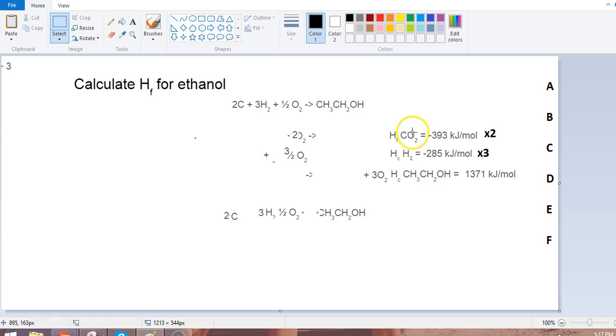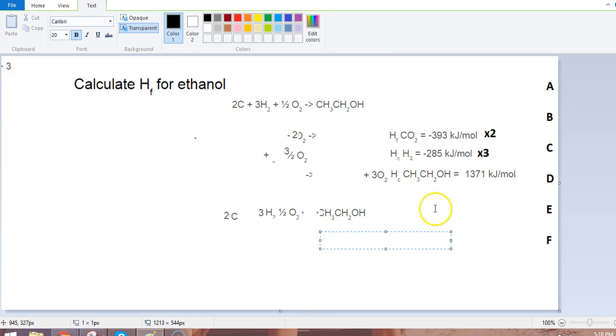And so what I need to do now is calculate the enthalpy of formation here. And when I do that, I do the products minus the reactants. And so I get a value of about -273.4.